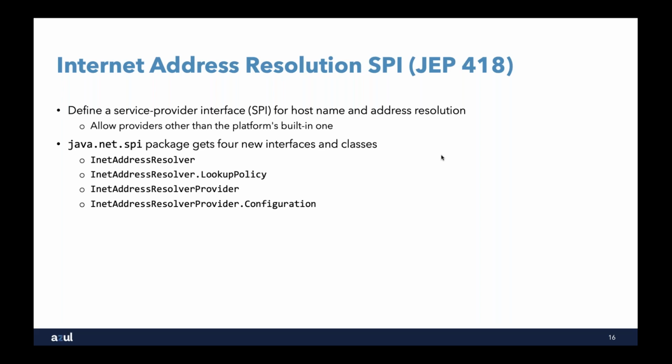There are a number of new methods and classes and interfaces which are part of the java.net.spi package. So we've got the InetAddressResolver, then there's an inner class, InetAddressResolver.LookupPolicy, InetAddressResolverProvider, and InetAddressResolverProvider.Configuration. One thing that was interesting to me when I looked at this in a bit more detail was that last one, the configuration, uses a sealed interface.